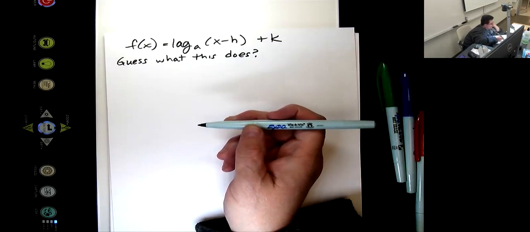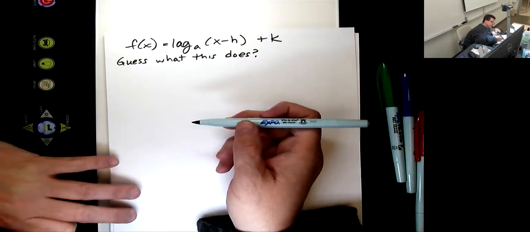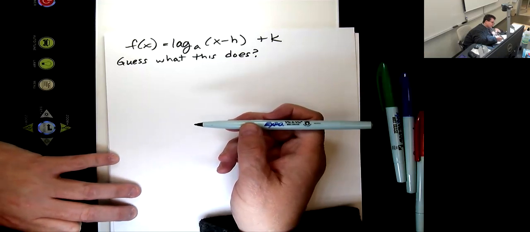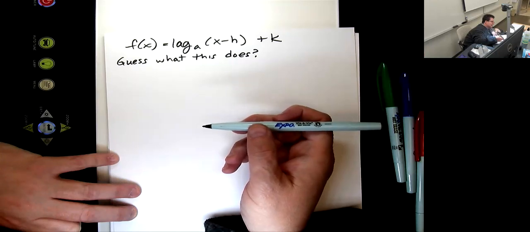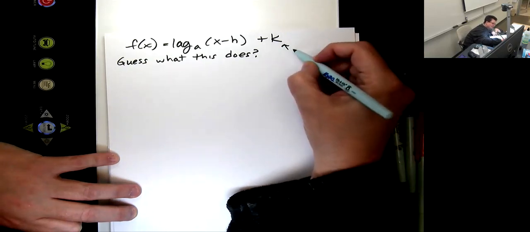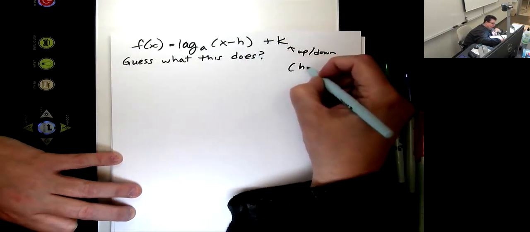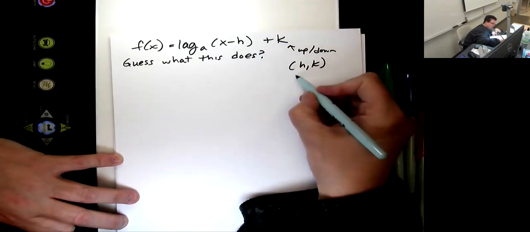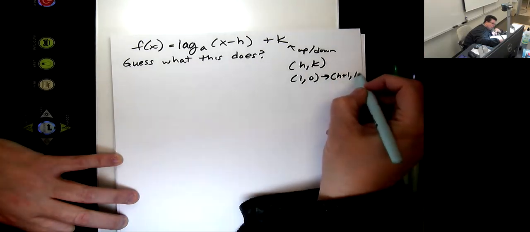Which way? Left, right, up, down. That's four different directions. K is up down. Okay, that's what you meant. So yeah, this is an up down shift, and it's gonna shift it by h, k. So 1, 0 shifts over to h plus 1 comma k.